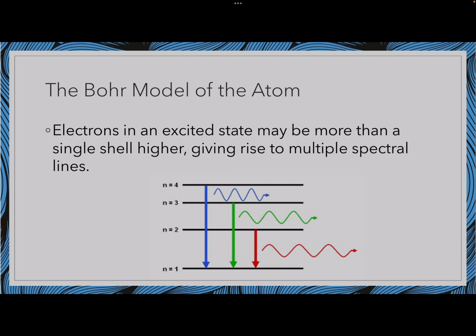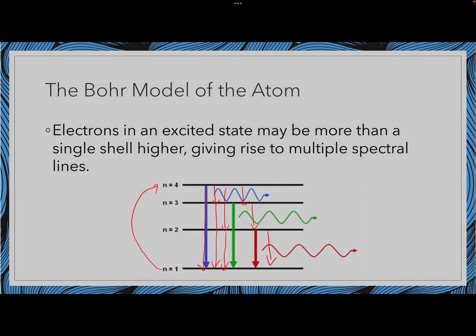We can go from the n equals 1 shell up to the n equals 4 shell, and there are all different types of drops it can do. It can drop straight back to n equals 1, which emits one type of light, or it can go down to 3 and then down to 1, or down to 2, then down to 1, or it could just drop one at a time. There are all these different possibilities for it dropping back. It doesn't have to drop all at once, it can drop several different times.